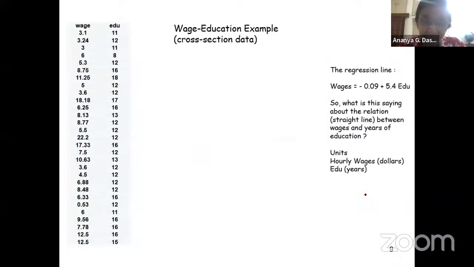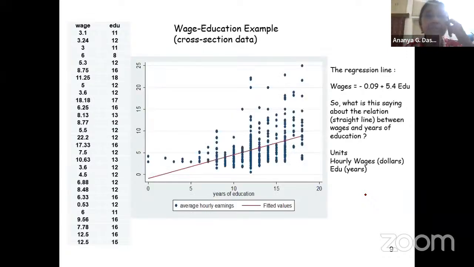Let's look at yet another example. Now here I have data on wages and years of education. And I'm saying that how much a person earns in terms of wages depends on the number of years of education that he or she has. Now, again, a cross-section data set, and the estimated regression line is of the following type. Wages is equal to minus 0.09 plus 5.4 into EDU, where EDU is the number of years of education and wage is the person's earnings, right?